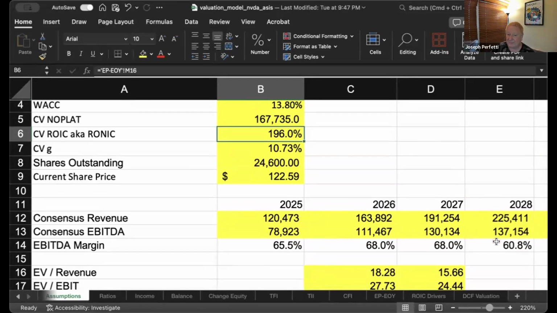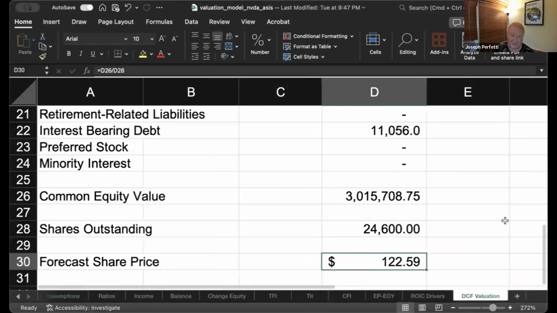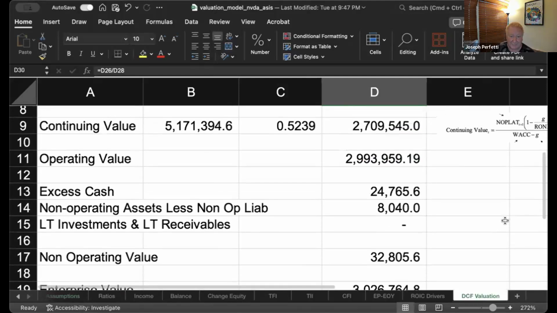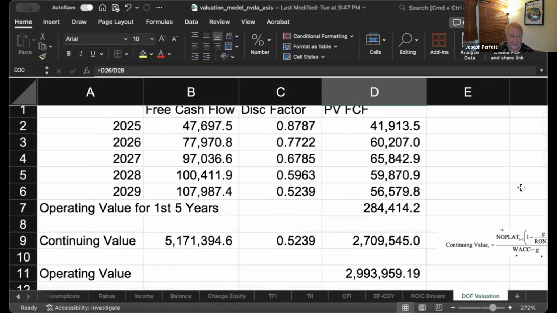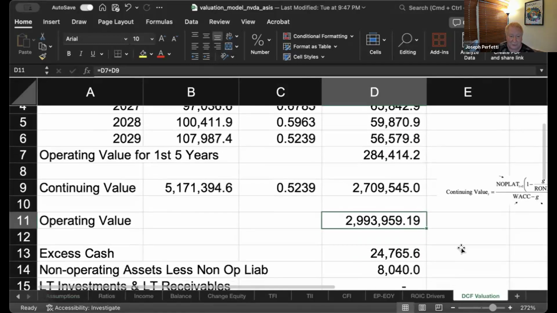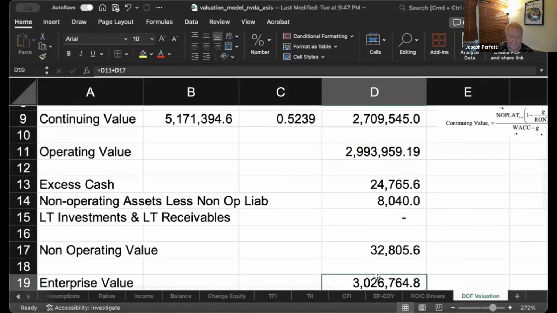I'll give you one more opportunity. I'll show you one more thing. This is the other point that I was trying to make last week: when you look at any company, and Nvidia is no different, the operating value is the majority of the value for almost any company. So getting the operating value right is very important in the model.